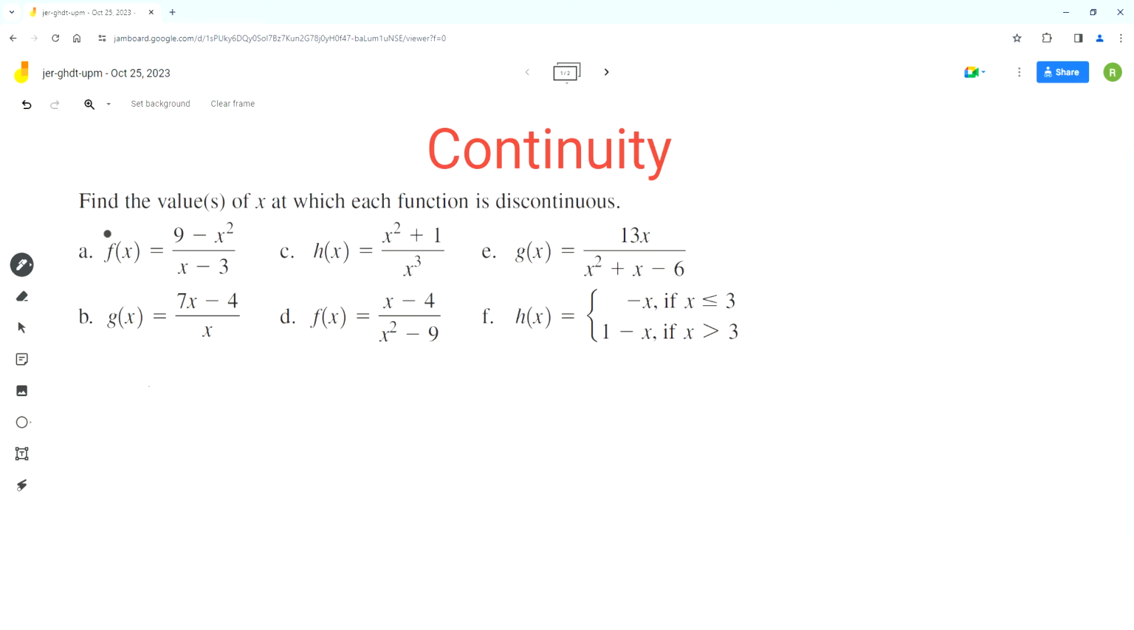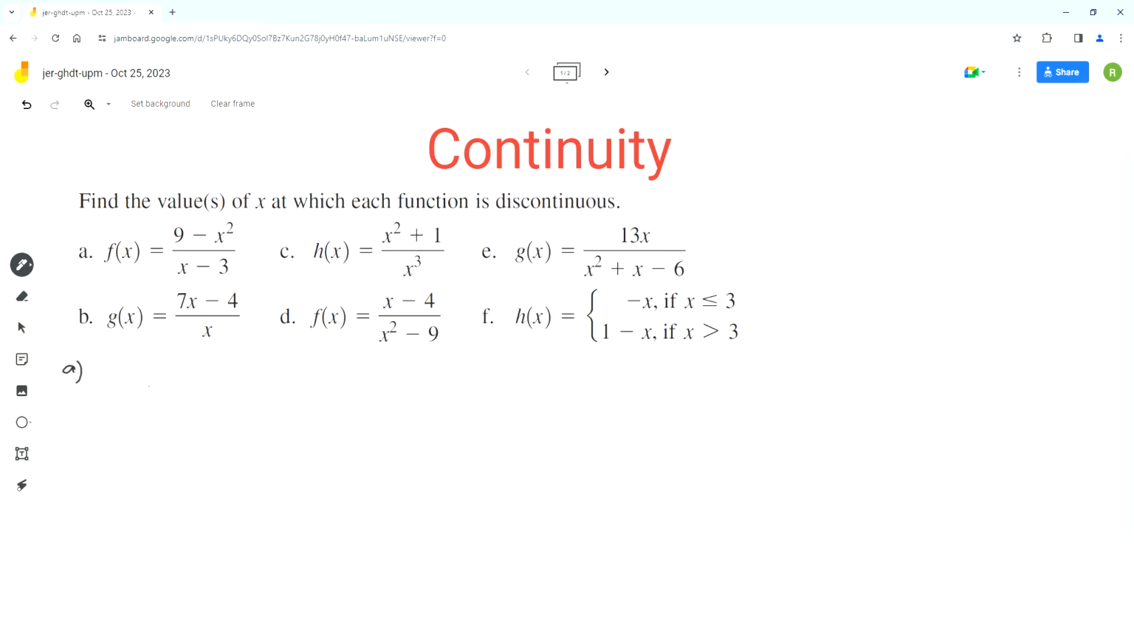Now in this problem, we have to find the x values at which each function is discontinuous. That means we have to find the x values at which there is a jump, a hole, or a vertical asymptote in these given functions. So let's start with part A. In part A, we are given a rational function. The first step is to factor this rational function as much as possible.